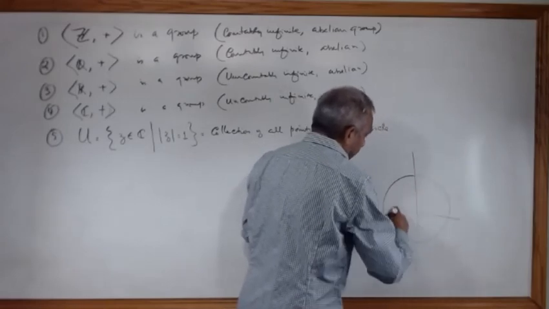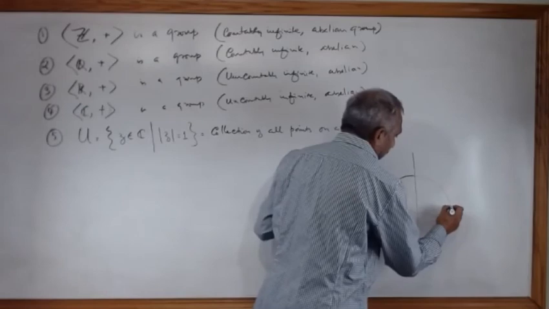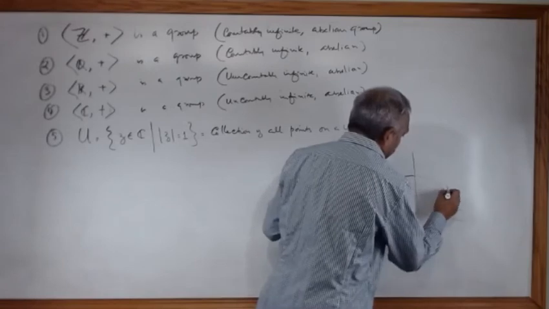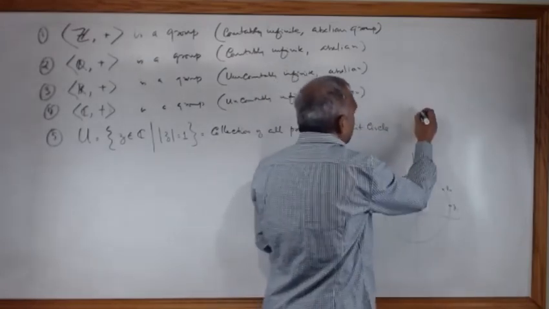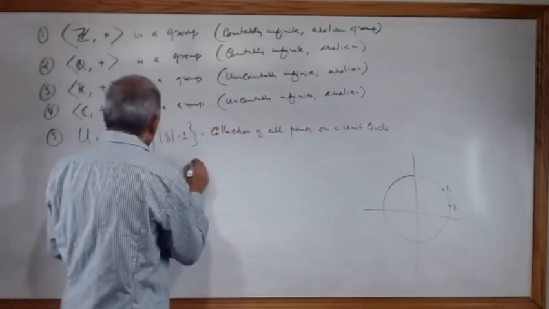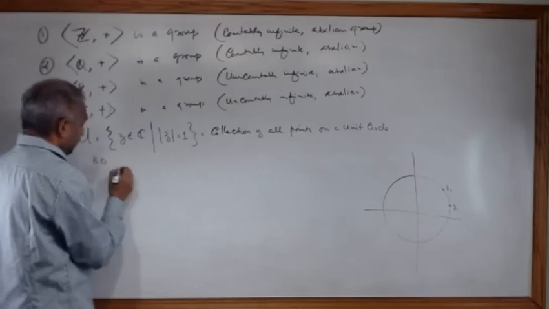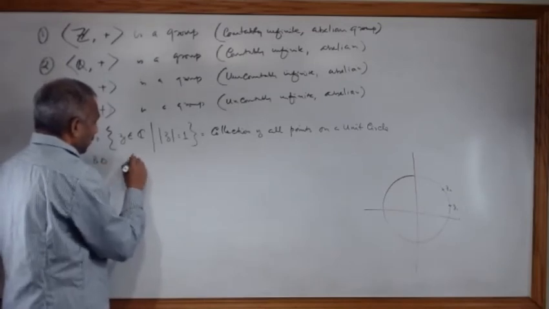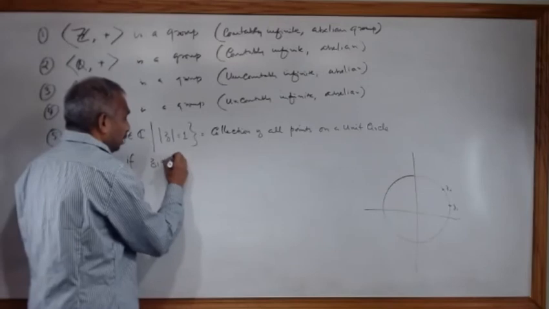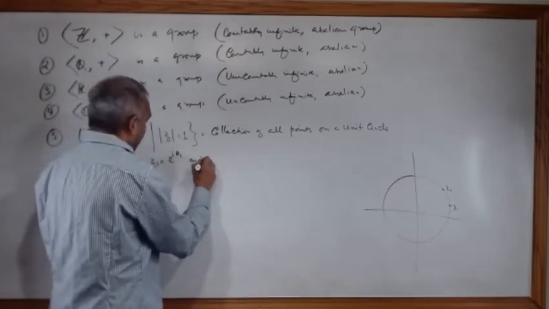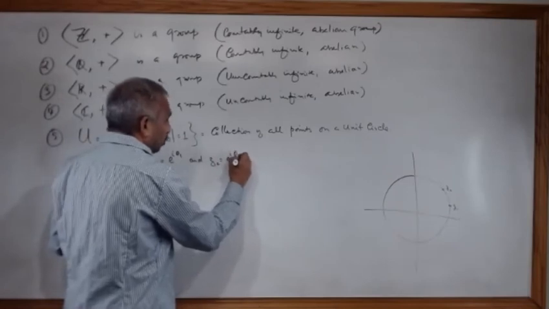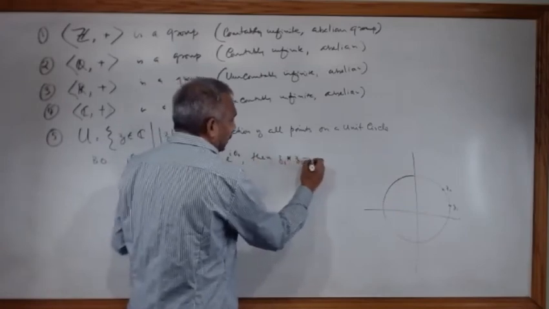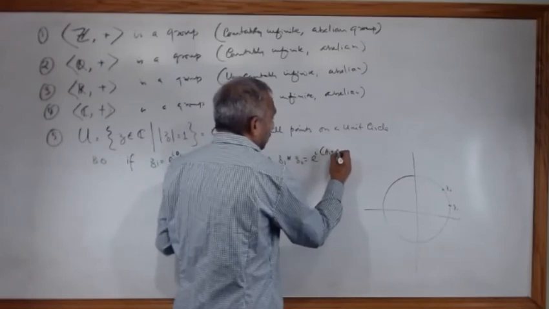So all points on this circle. If we take 2 points, we need to define the binary operation here. So let us take 2 points, Z1 and Z2. The binary operation is defined like this: if z1 is equal to e to the power of i theta 1 and z2 is equal to e to the power of i theta 2, then define z1 star z2 is equal to e to the power of i (theta 1 plus theta 2).